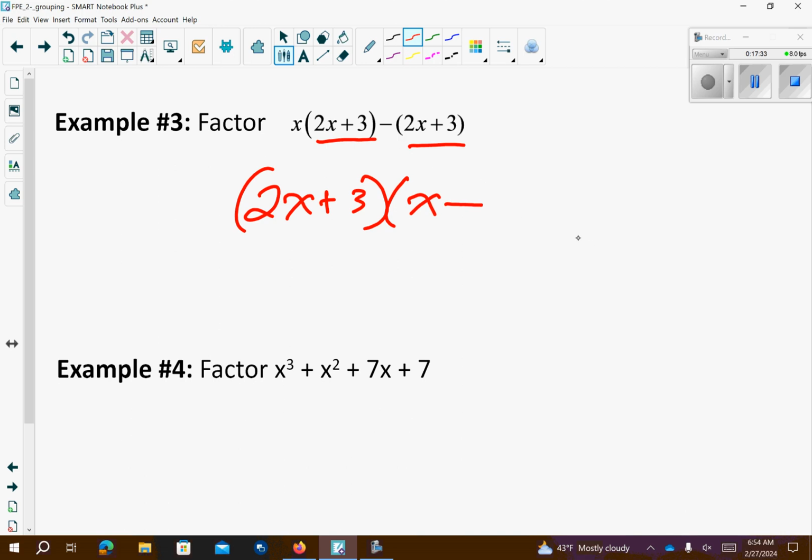So what's a placeholder in math? 1. So there's our answer. So what about example 4? It doesn't look the same anymore. Okay? We call this factor by grouping.